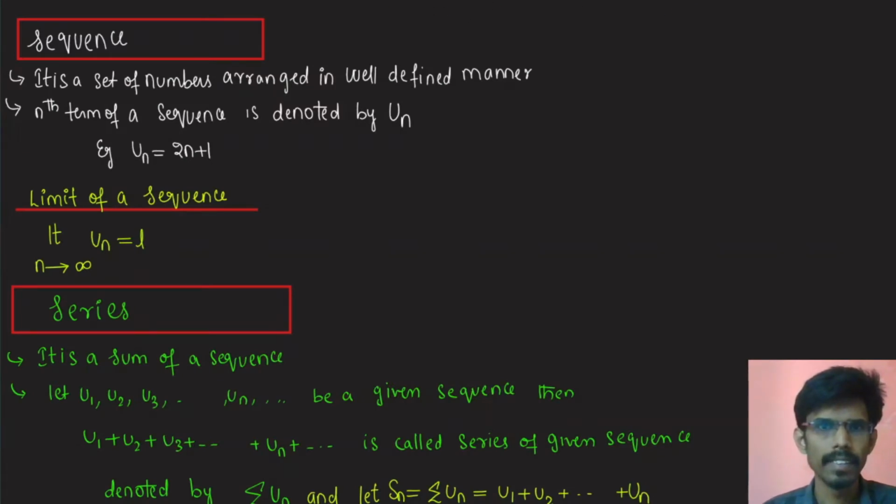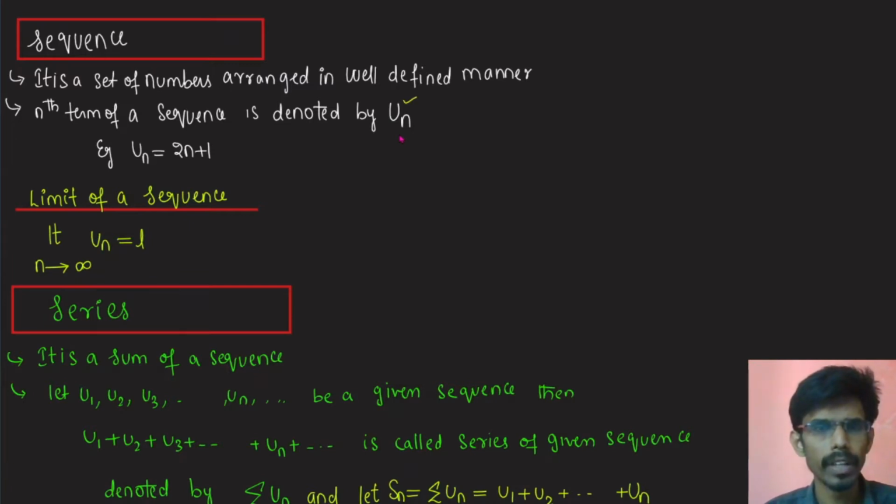Now in this class we will discuss the definition of sequence and series. See here, sequence is a set of numbers, meaning a group of numbers arranged in a well defined manner. So sequences are certain groups of numbers arranged in a well defined manner. The nth term of a sequence is denoted by un.